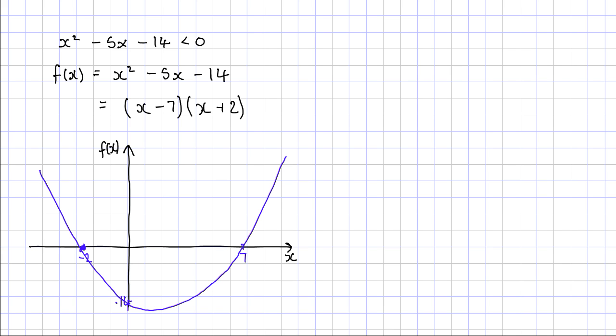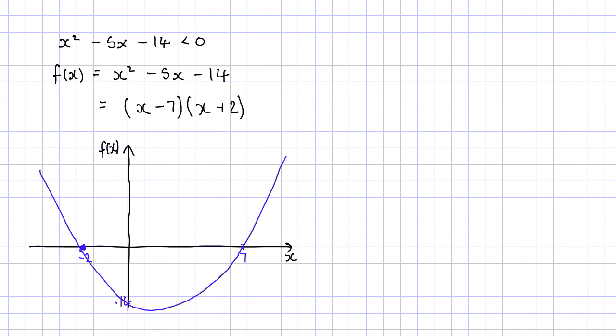Okay, so now I need to think about where my output values are less than 0. So for which x values here will I get an answer of less than 0? So I can see that my graph is less than 0 between minus 2 and 7. So between minus 2 and 7, so any x value here, so say for example I choose 1, I get a value of minus something here. So all values between minus 2 and 7 will satisfy this inequality.